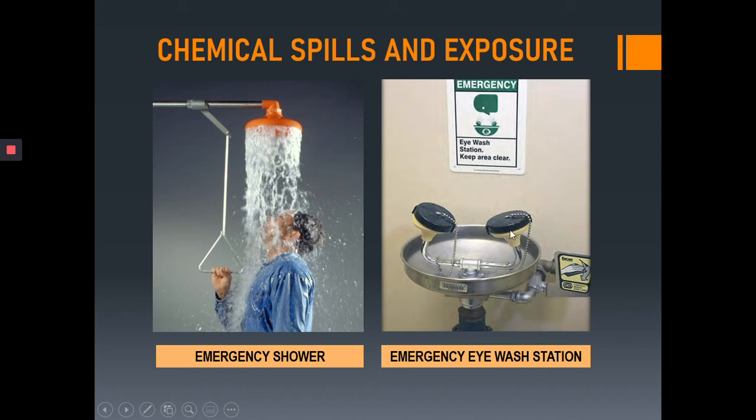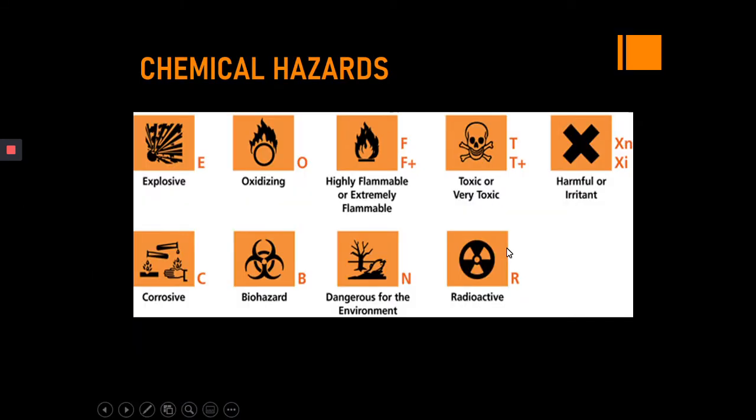For accidental spills concerning the eyes, all you have to do is go to the emergency eye wash station, then push this portion here, and automatically a strong force of water will come out from this portion. All you have to do is position your head near this portion so that the water will reach your eyes. For chemical hazards, we also have this other symbol, so kindly take note of these symbols. This may come in handy during the quiz.